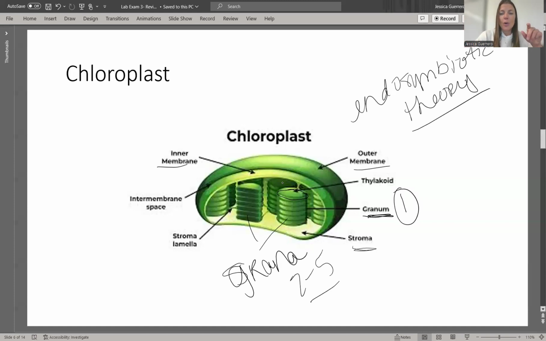Then there is the stroma. Stroma is the space in between. It's liquid filled, very much like cytosol that you would see in the cell, but it's inside the chloroplast instead. So stroma. You do need to be able to label all of those on a chloroplast.